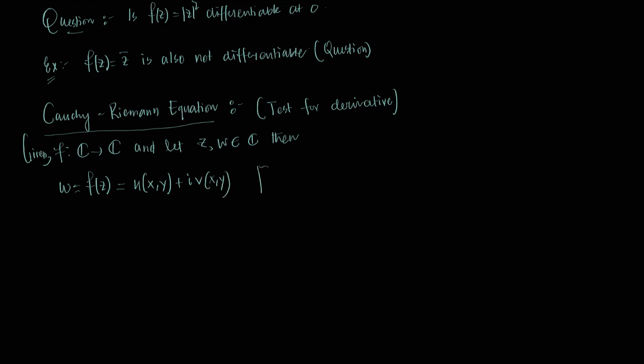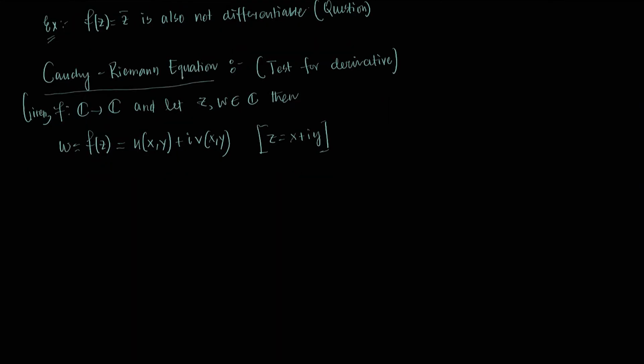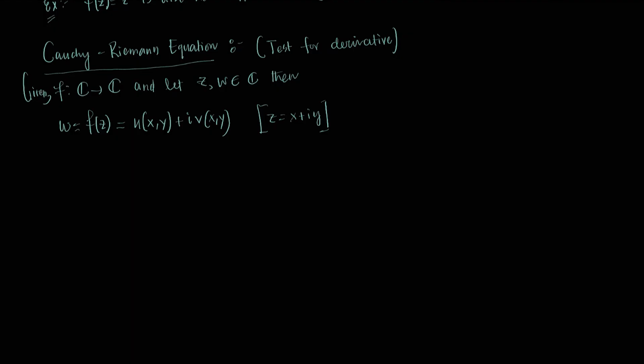Here z is x plus iy. We have already looked at it, right? Any complex function f from C to C can be written as a real part and an imaginary part. Now, basically what we want to do is see whether this sort of function f from C to C given by this is differentiable or not. So the theorem says, and it is a very, very important theorem, please keep this in mind, this is called the Cauchy-Riemann equation.